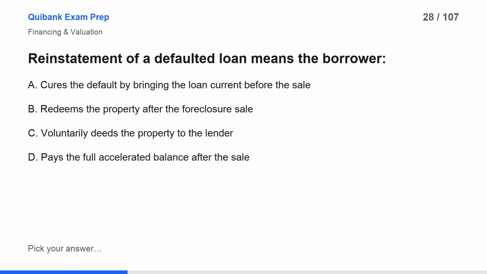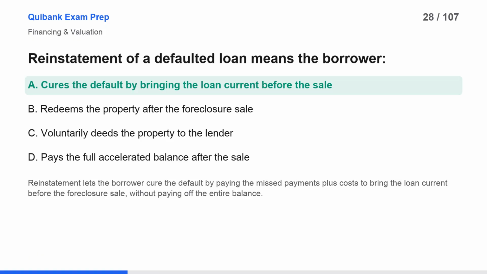Question 28. Reinstatement of a defaulted loan means the borrower A. Cures the default by bringing the loan current before the sale. B. Redeems the property after the foreclosure sale. C. Voluntarily deeds the property to the lender. D. Pays the full accelerated balance after the sale.